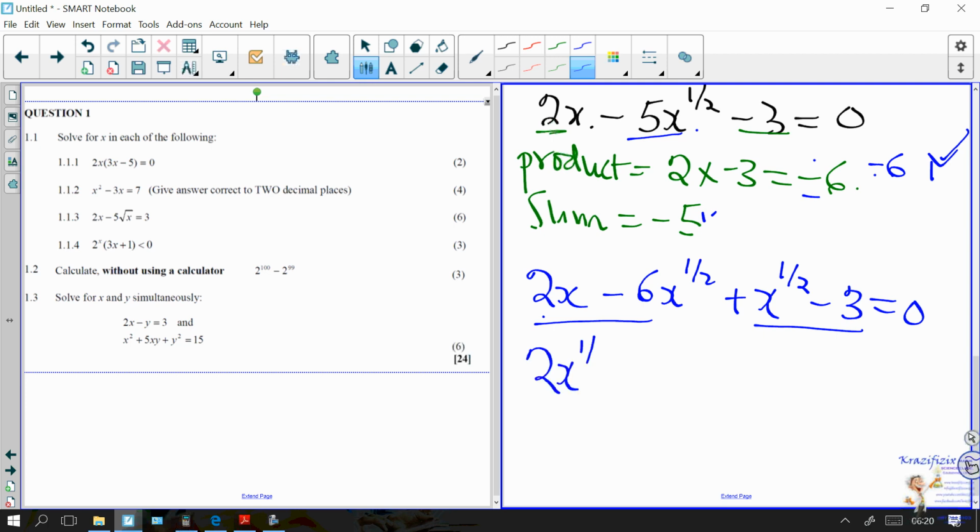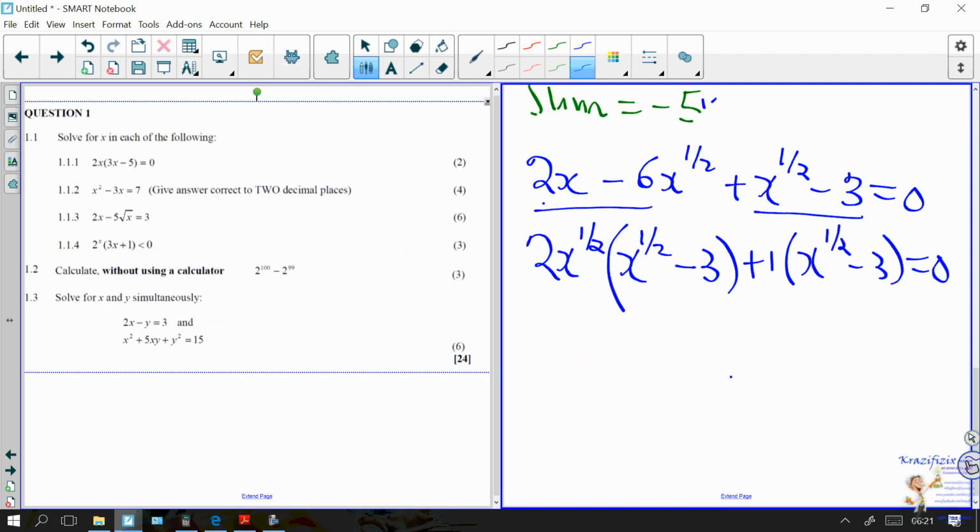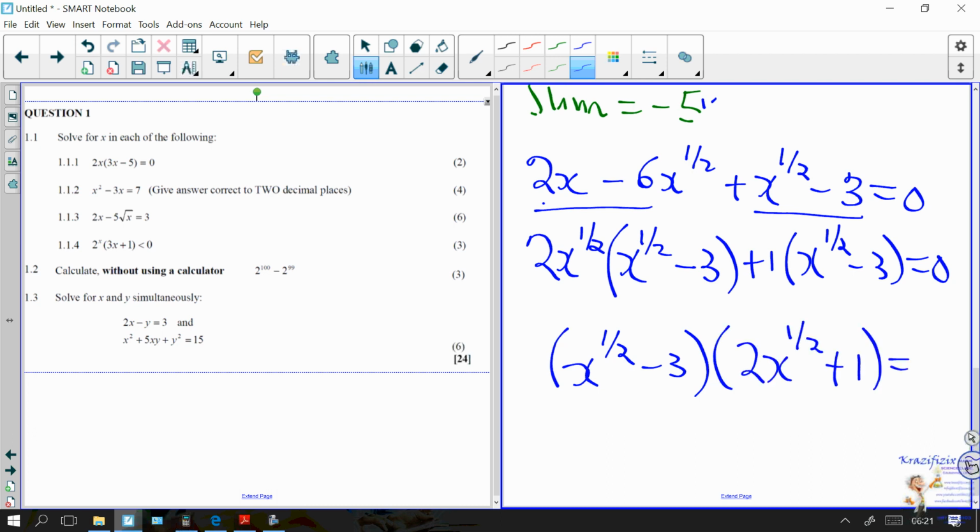We have x to the power half common. What is missing? It is x half there. Minus 6 divided by 2 would give me what? 3. Plus, there's nothing common here except for the unit number 1. Plus 1, x half minus 3 equals to 0. Now let's factorize again. What's common? X to the power 1 over 2 minus 3, times 2x half plus 1 equals to 0.